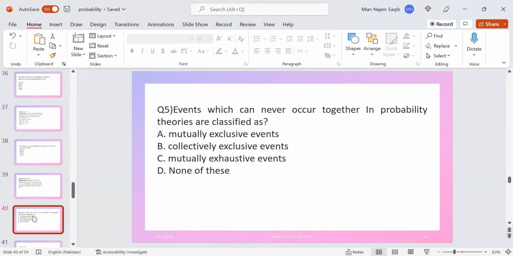Question number 5. Events which can never occur together in probability theory are classified as mutually exclusive events, collectively exclusive events, mutually exhaustive events, or none of these. A. Yes, the answer is A.